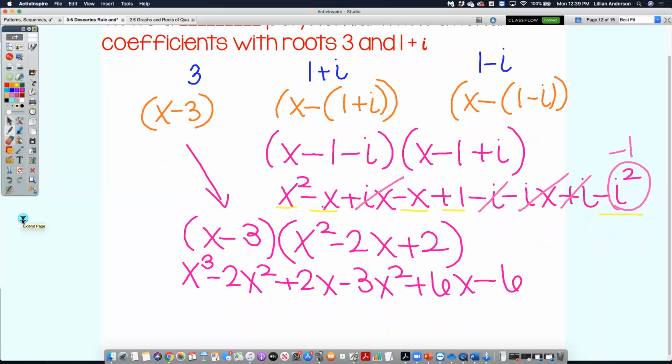When I combine like terms, I have x to the third minus 5x squared plus 8x minus 6. This is my cubic polynomial that, if I were to factor it out and solve it, the roots would be 3, 1 plus i, and 1 minus i. There is a way to check, but that's for the last section of this unit.